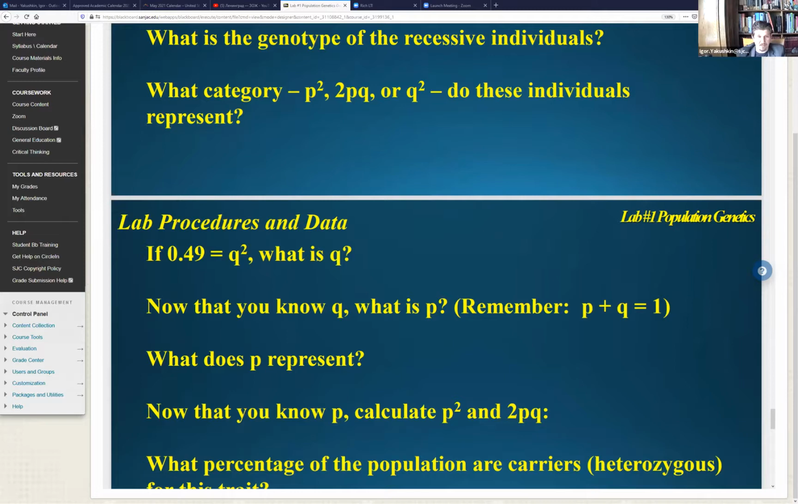All right. What does P represent? Remember, as soon as we're talking about squares or 2PQ, that's individuals. As soon as we're talking about P or Q by itself, that's the frequency of alleles. P is the frequency of the dominant allele, Q is the frequency of the recessive allele. In this particular case, P represents the frequency of the dominant allele. Now that you know P, calculate P squared and 2PQ. All right, well, let's do that.